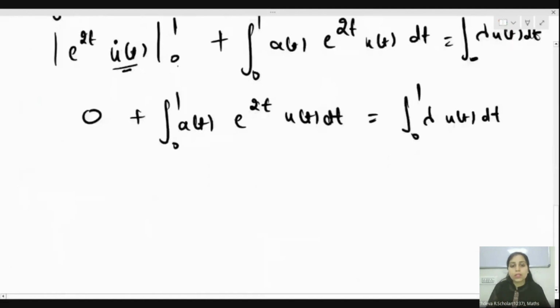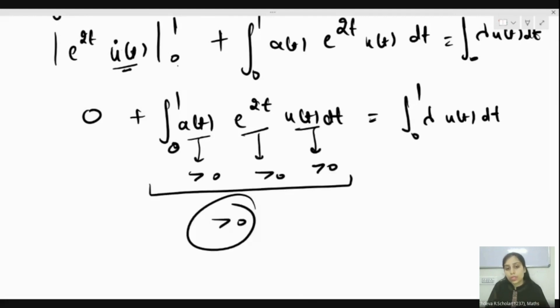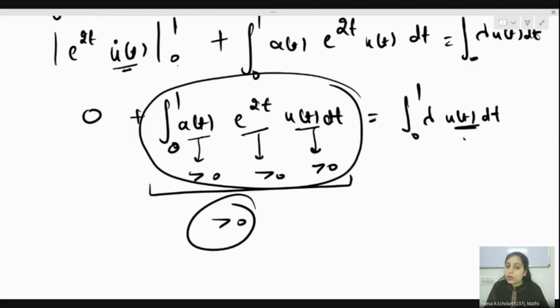Now coming further, this one is positive, e raised to power 2t is also positive, u dot t is positive. So the integration from 0 to 1 is also positive, and the whole left hand side is positive. Here, u is also positive, given. Integration from 0 to 1. To make it positive, lambda should be positive.